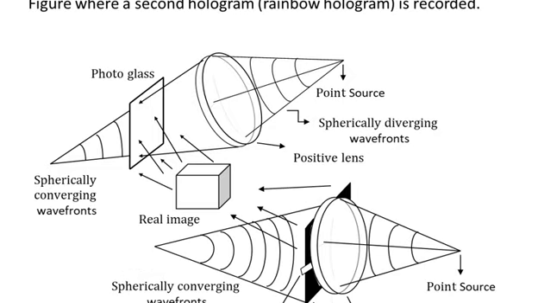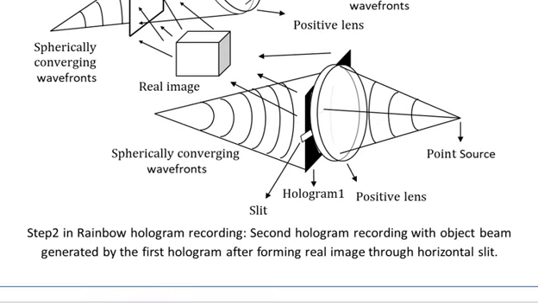So what are we doing over here? Let me explain this diagram first. Let me first of all read the caption. Step 2 in the rainbow hologram recording. Second hologram recording with the object beam generated by the first hologram after forming a real image through the horizontal slit.